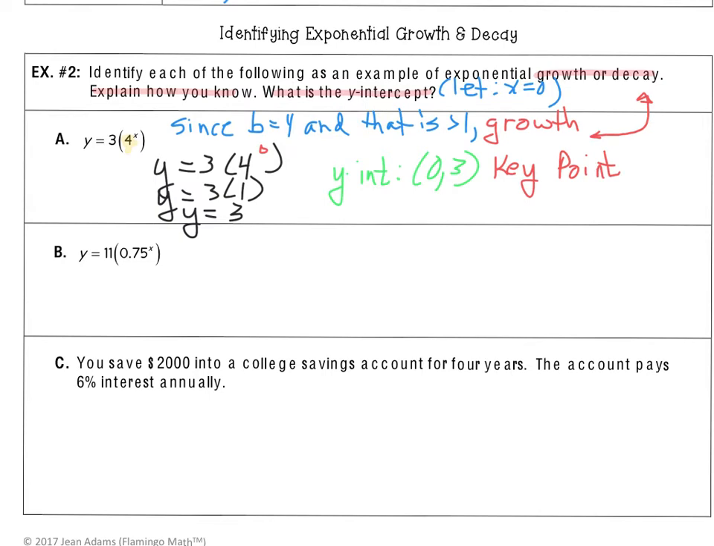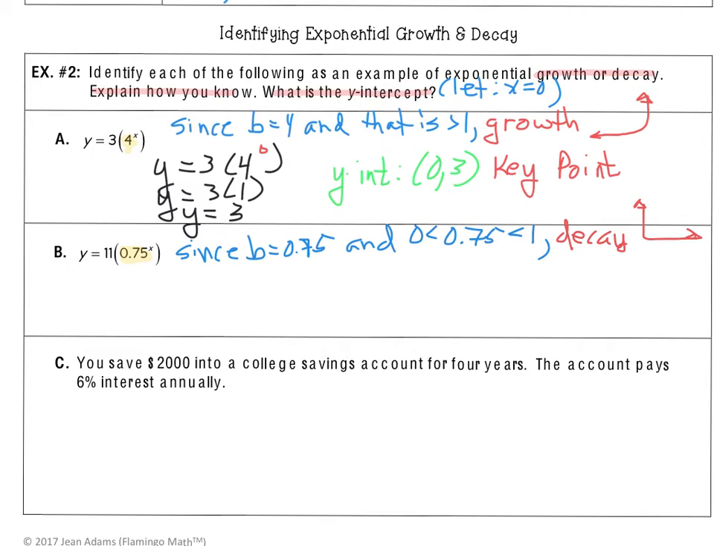All right, look at this next one. 0.75 is where my focus should be. That's my B. All right, so since B is equal to 0.75, that's a 7, and 0.75 is less than 1 and greater than 0, that means decay. So I know that my graph is going to start high and go low. So it's going to look like that.